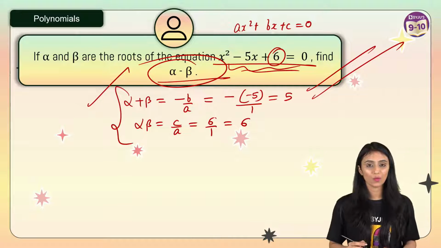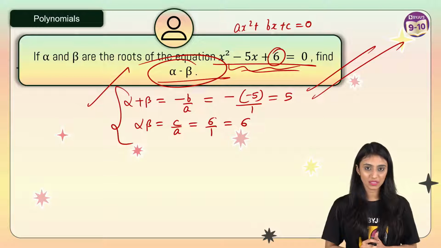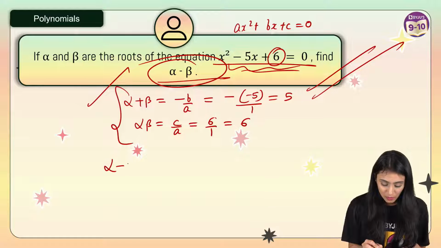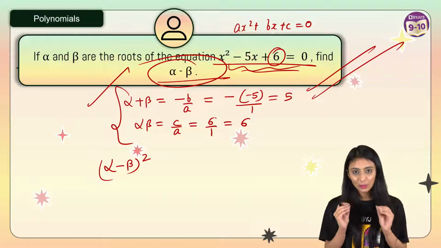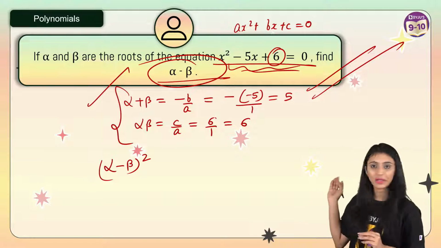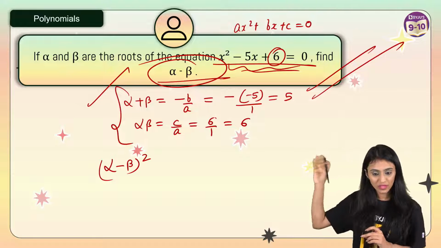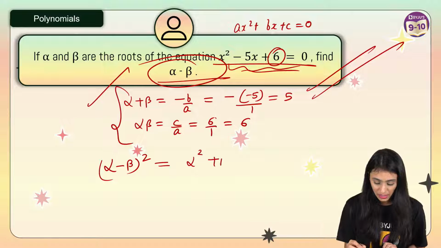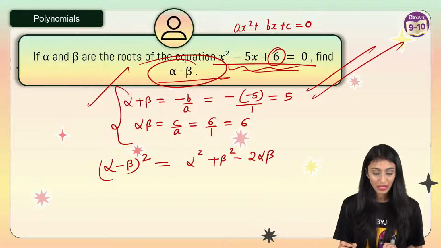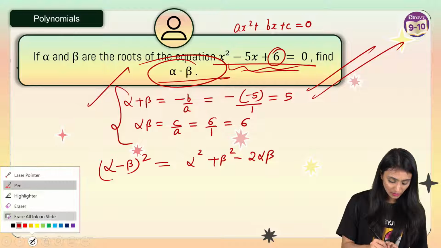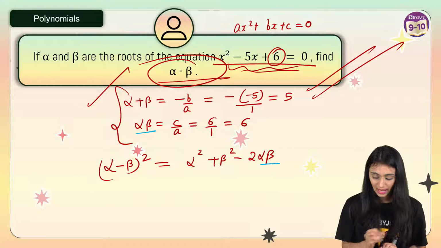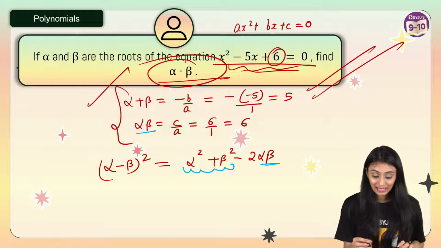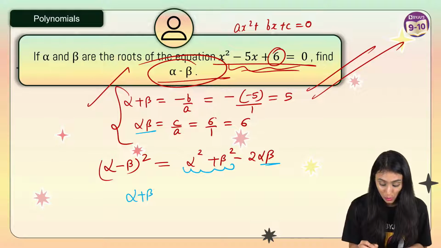Okay, so now comes the major part. How do I find out the value of alpha minus beta from here? We all know the algebraic identities, right? So alpha minus beta, start with the identity, because otherwise in the question there is no other link. So we are trying to create a link here. Alpha minus beta whole square, what is it? Alpha square plus beta square minus 2 alpha beta. I have the value of alpha beta here, right? What is alpha beta? I can put it here, but I do not have the value of alpha square plus beta square. That I can get from alpha plus beta whole square, right?